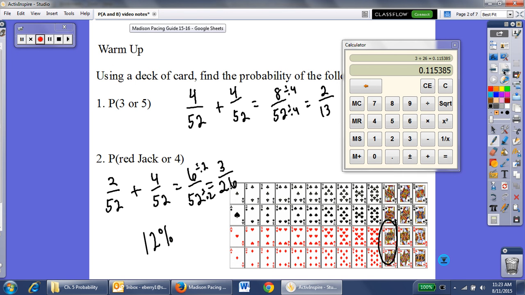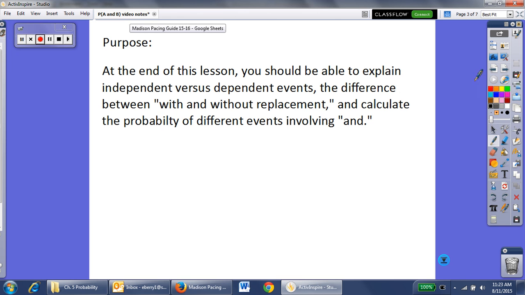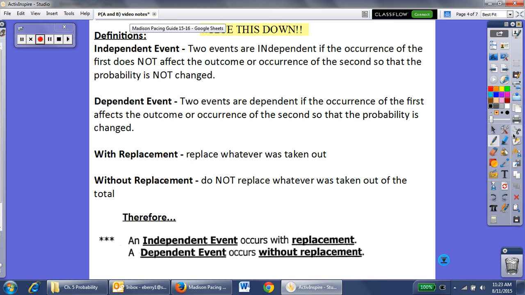Okay, looks good. So today, at the end of this lesson, you should be able to explain independent versus dependent events, the difference between with and without replacement, and also calculate the probability of different events involving and. Yesterday we talked about or, and today we're mostly talking about and.